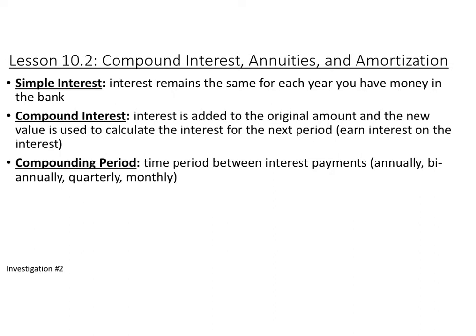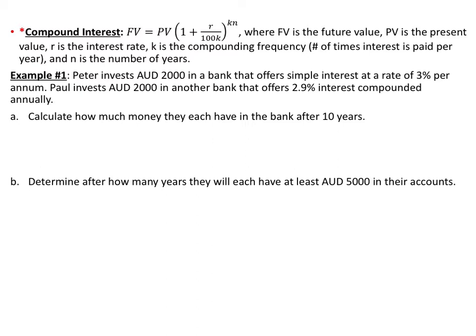Compounding periods is how often you earn interest. The most common are annually, once a year, biannually, twice a year, quarterly, 4 times a year, or monthly, 12 times a year. The formula for compound interest is that the future value, what you're ending up with, is equal to the present value, what you start with, times 1 plus your interest rate in percentage form divided by 100 times k, to the kn power, where k is the number of times a year it's compounding, so how often you're earning interest, and n is the number of years.